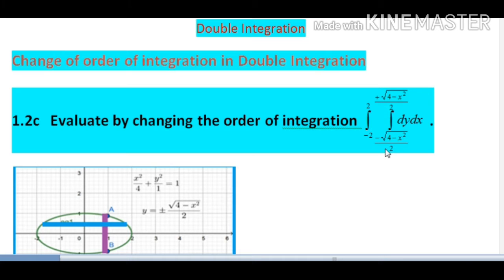These first limits are limits of y, variable limits for y, and this gives you the equation of the ellipse. And the second limits are constant limits: x varies from minus 2 to 2. These x equal to minus 2 and 2 actually lie on the ellipse. How can you find this from the equation? If you put y equal to 0 here, you get x square by 4 equal to 1, so x equal to plus minus 2. So these points, x equal to minus 2 and x equal to plus 2, lie on the ellipse.